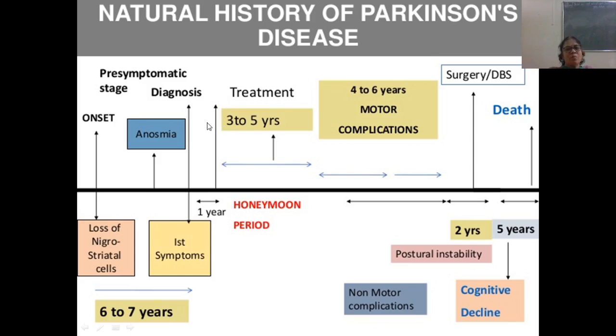So that period up to 3 to 5 years, when we prescribe the treatment, is called the honeymoon period. And during 4 to 6 years the symptoms progress, and motor complications may arise like postural instability, and non-motor complications also will be there. If during this stage surgery is done, then sometimes death may occur a few years after surgery, or some cognitive decline may be there.